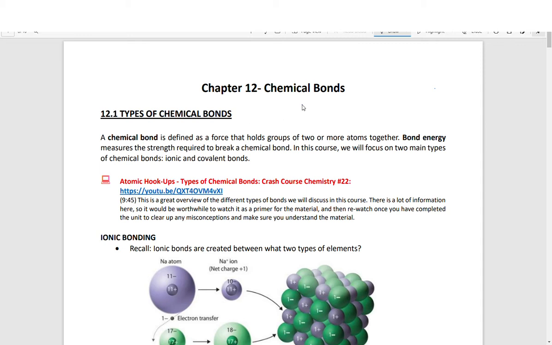We're going to talk about the bond energy as the strength required to break a chemical bond. We could talk about that as being potential energy. And we're going to talk about two basic kinds. There are more kinds of chemical bonds. We're going to talk about generally ionic bonds and covalent bonds.